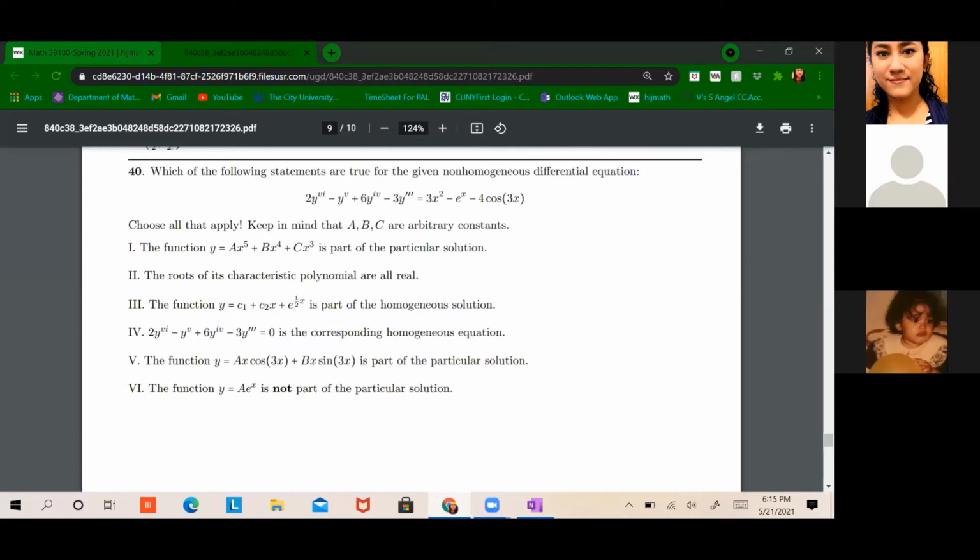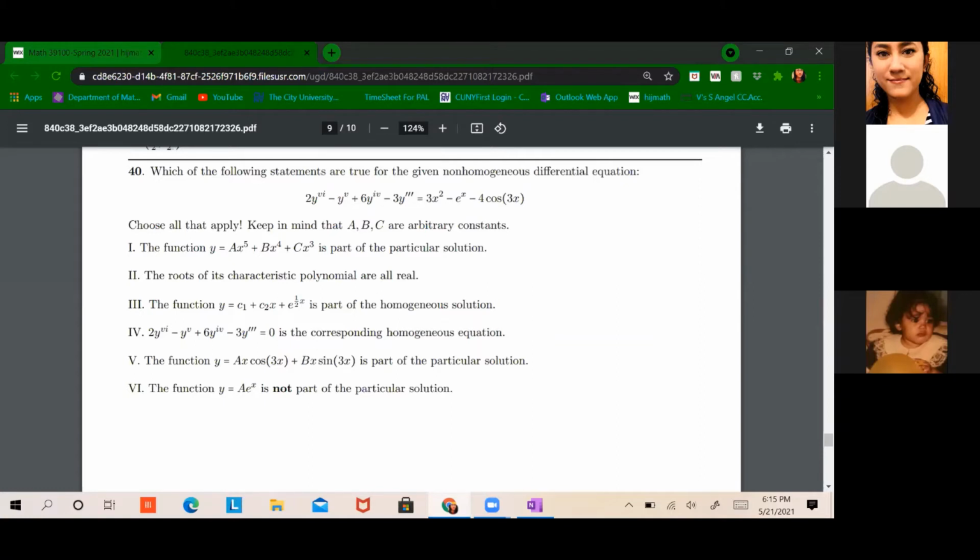I don't understand what they're asking. Well, statement 4 is saying this equation is the corresponding homogeneous equation to the given equation. Is that true? If I understand the writing correctly, yes, because this would be the homogeneous part and how we solve it. Exactly. But if it's asking for what the homogeneous equation is, then no.